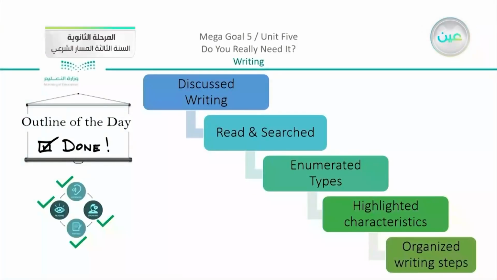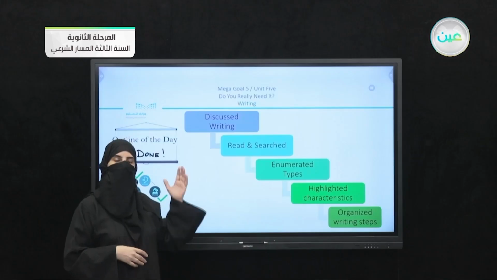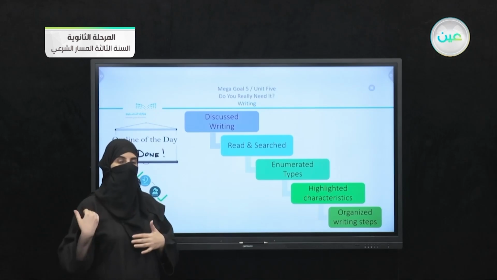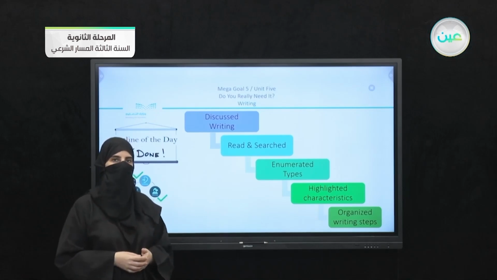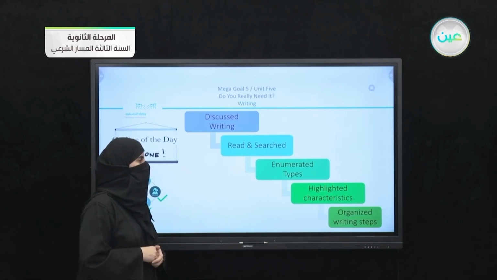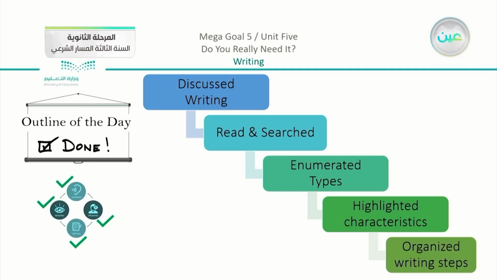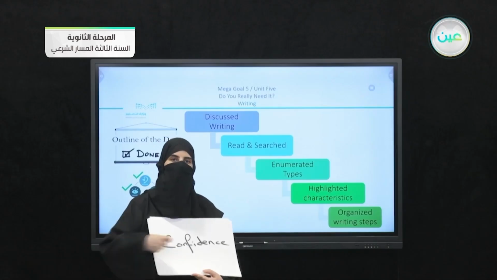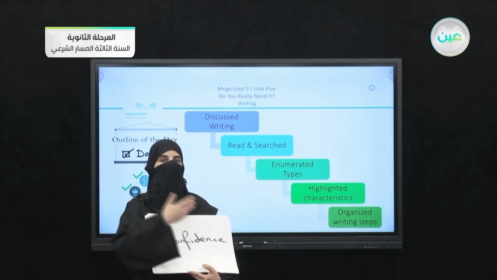We collected our thoughts. So just to summarize what we have done in our lesson, we discussed writing in general, the topic, either handwriting or typing. We read and researched in our last lesson. We enumerated the types, and of course we can see that the thoughts that we collected from the last lesson have affected our thoughts now. We highlighted characteristics and organized writing steps, so that's why at the very end, when we have our notes that we are using here, just to put in mind that actually we are handwriting here and we are applying what we have learned in our lesson.